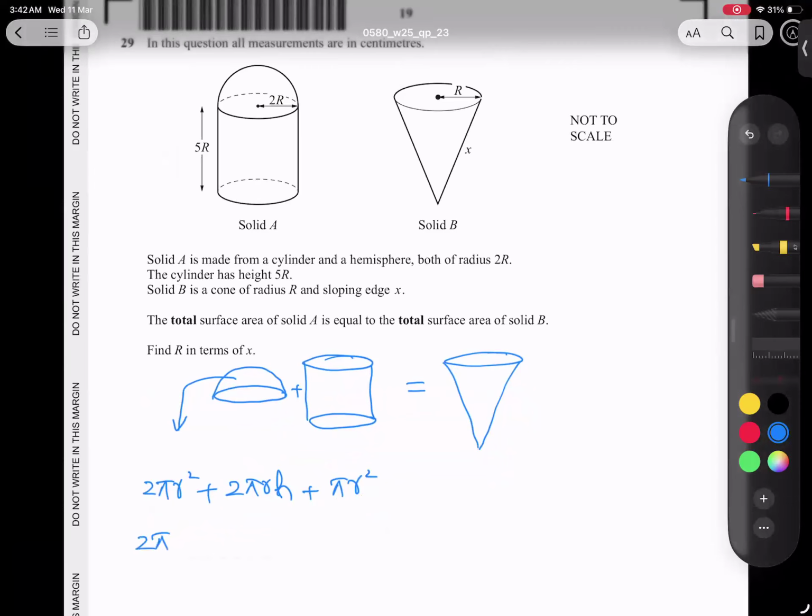First of all, what is the radius of this one? It is 2r, so I'm replacing here 2r whole square. The radius of the cylinder is again 2r, so I'm writing 2r again. The height of the cylinder is 5r, so I'm writing 5r here. The bottom circle has the same radius 2r, so I'm writing 2r here. So the left side is done.